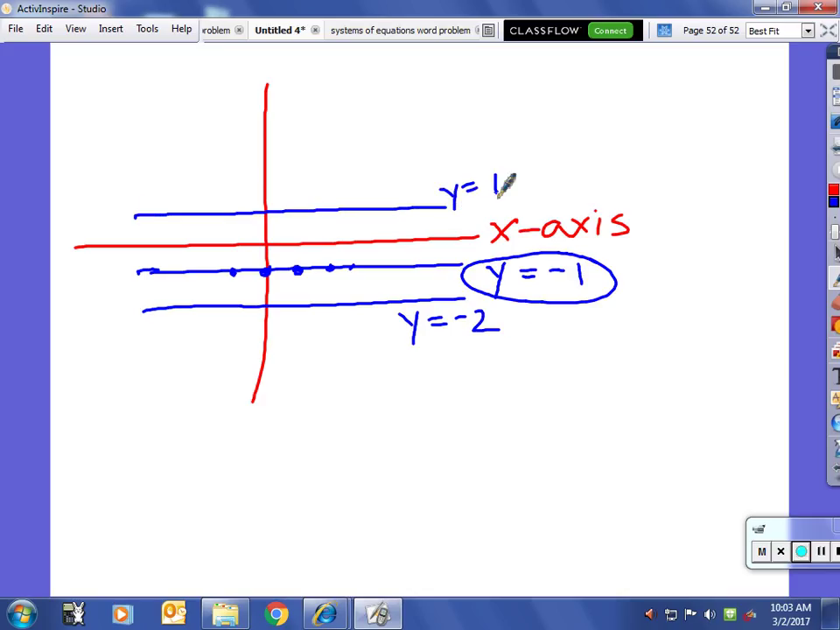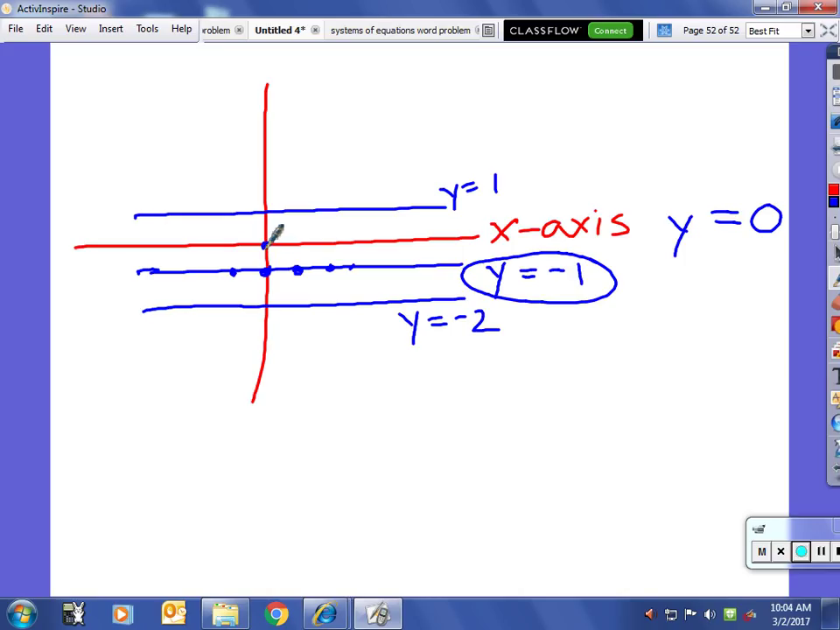Now, why is it so hard for you then to give me the equation of the x-axis? What is the equation of the x-axis? Y equals 0. The equation of the x-axis is y equals 0. Repeat that after me, please. What's the equation of the x-axis? Y equals 0. Let's look at some points that are on the x-axis.